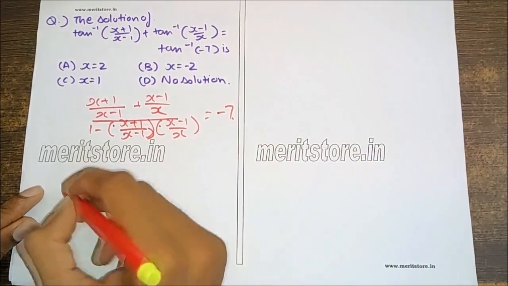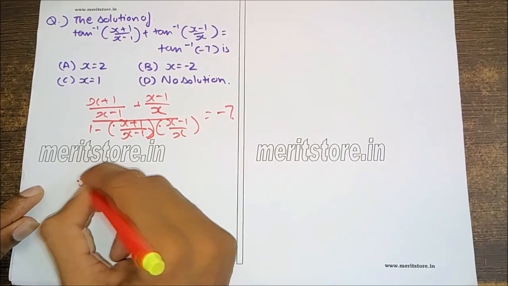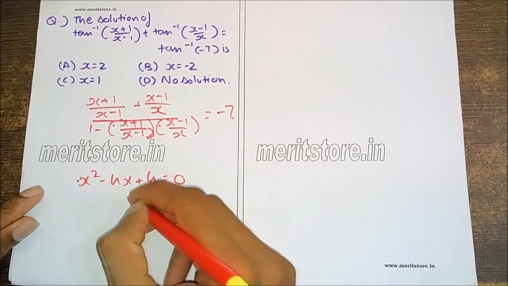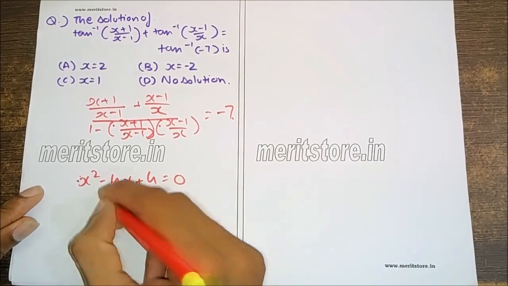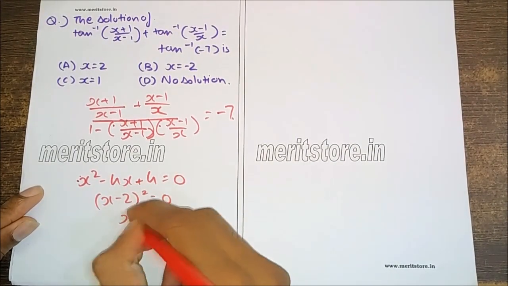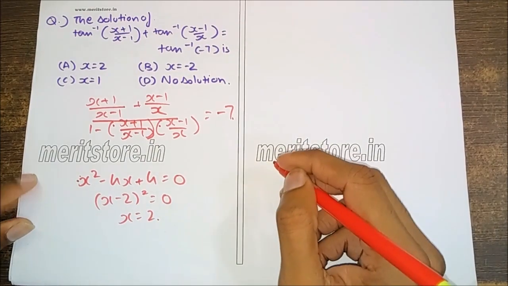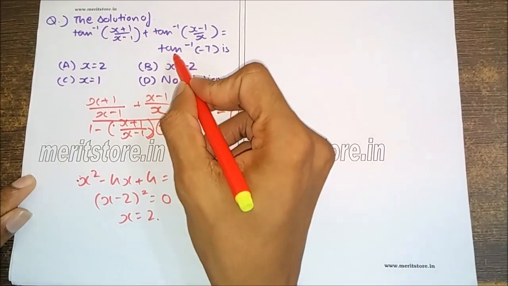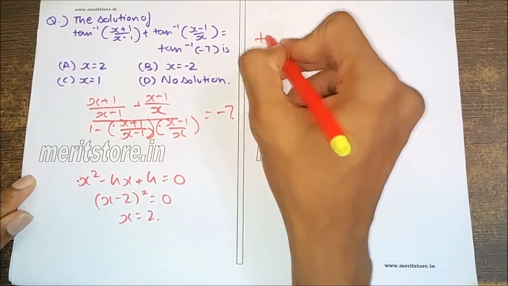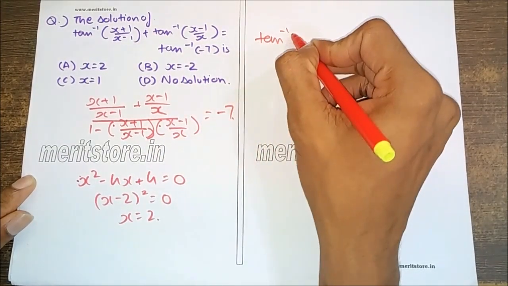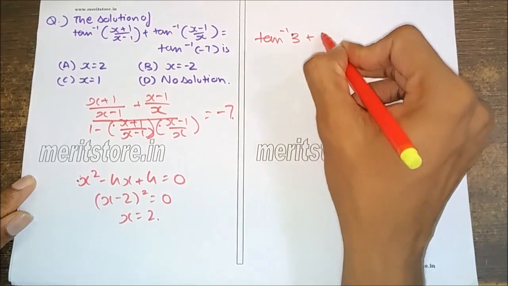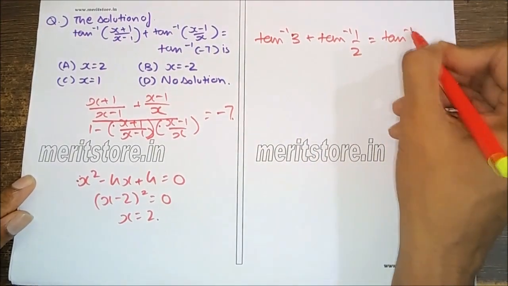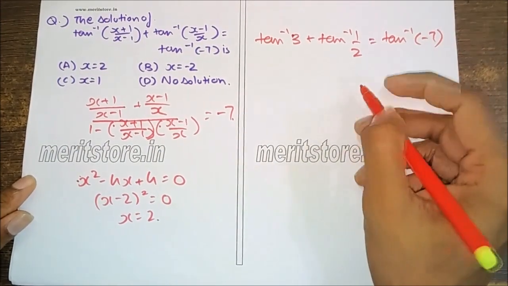Further solving this, we get x square minus 4x plus 4 equal to 0, where we can write this as x minus 2 the whole square, where we get x is equal to 2. Putting x is equal to 2 in the given equation, we get tan inverse of 3 plus tan inverse of half equal to tan inverse of minus 7.